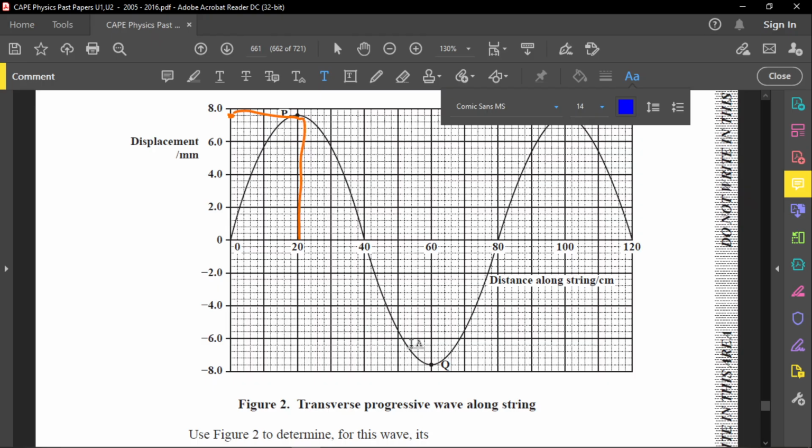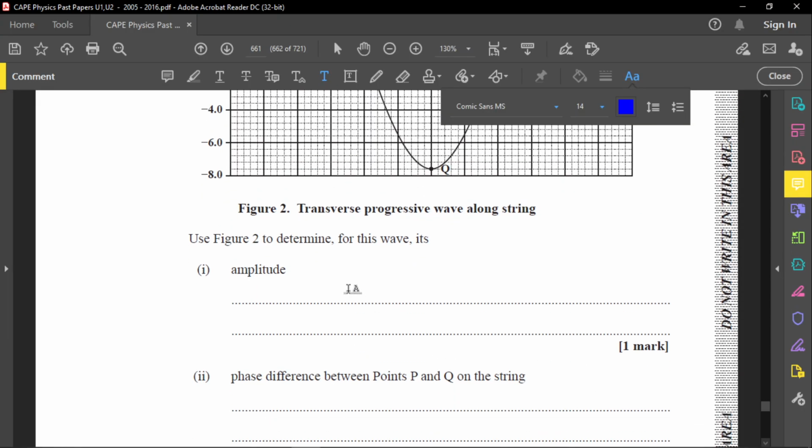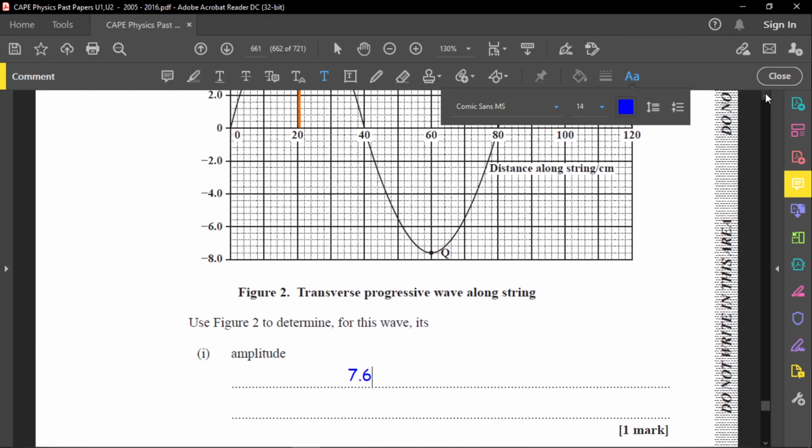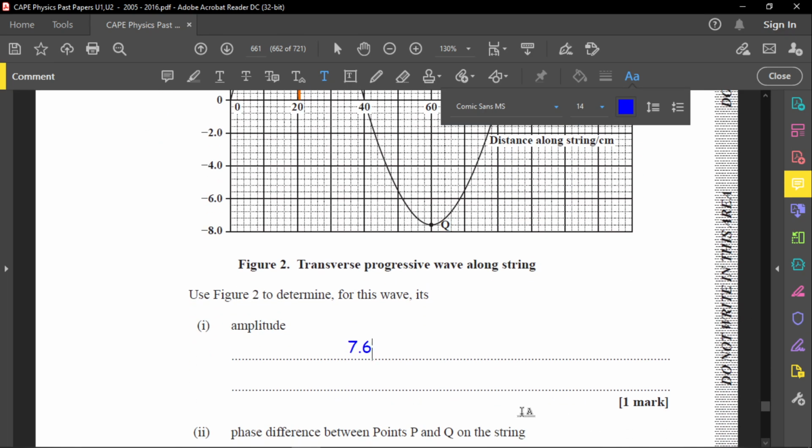You can also do it from the trough as well. So this is 7.6, and the unit here, let's go back to the unit. Let's check the unit. The unit that it is measured in is millimeters. So 7.6 mm. All right, so great.